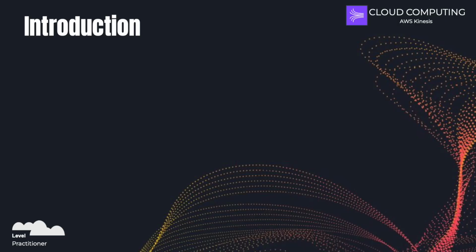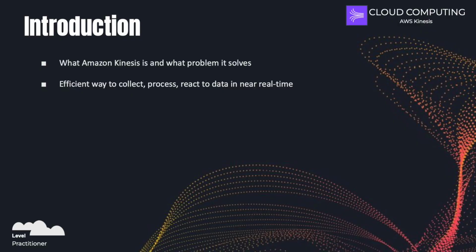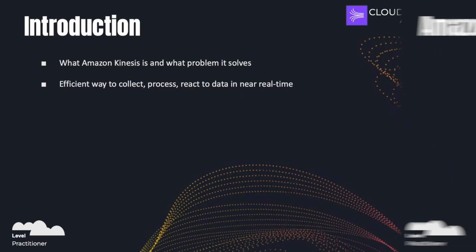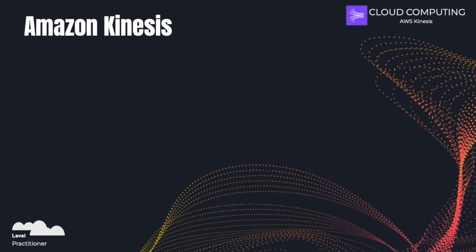In this video, we're going to talk about Amazon Kinesis, the AWS platform for working with data that's constantly being generated. As more systems produce continuous streams of events, metrics, and logs, you need an efficient way to collect, process, and react to that data in near real time instead of waiting for batch jobs. And that's where Kinesis comes into play.